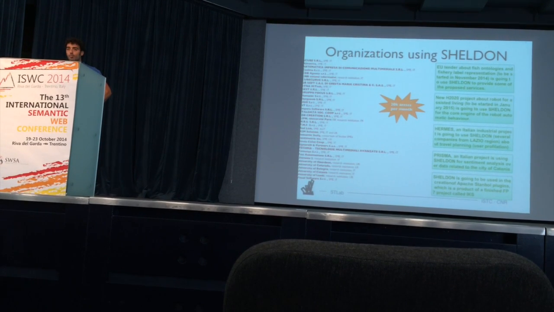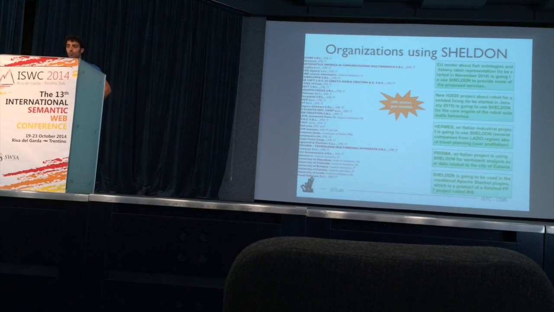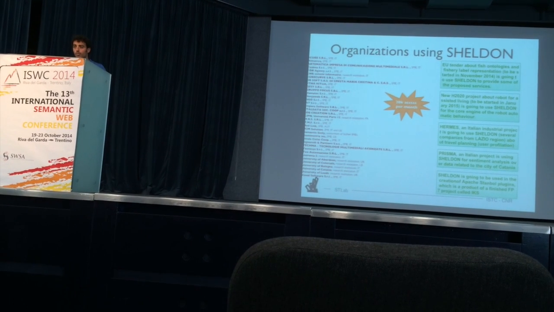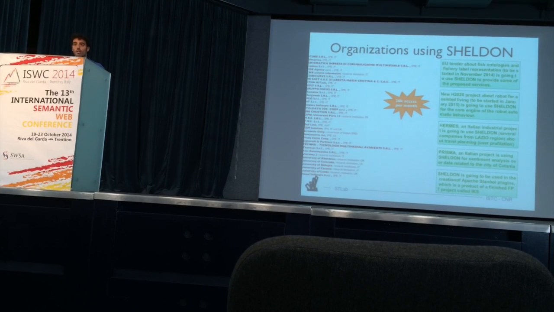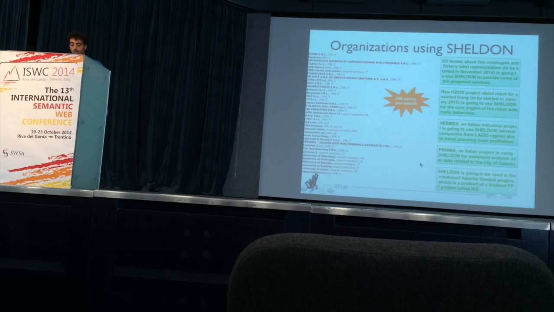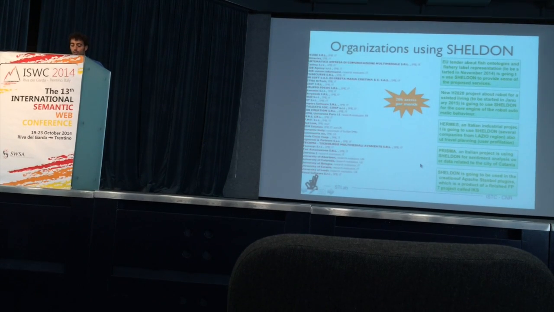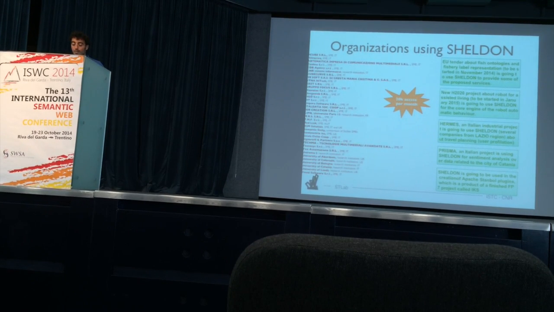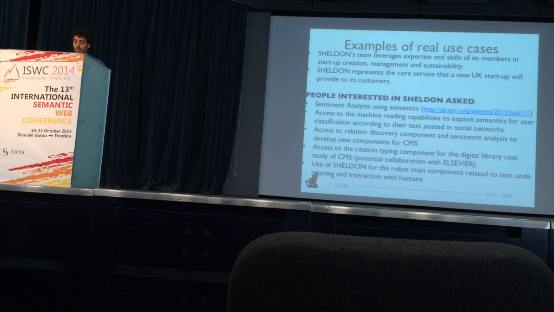We have one new project about robotics, a new Horizon 2020 project where Sheldon is going to be used in the main behavior of this robot. This robot is going to be used for live assistance. We have a tender that we just won, and next month it's going to start, and we'll also use semantics provided by Sheldon in it. Hermes is an Italian industrial project which will use Sheldon capabilities. Prisma is another one, still in Italy. And also Sheldon is going to be used in the creation of Apache Stanbol plugins, which is a product of the finished FP7 project IKS.